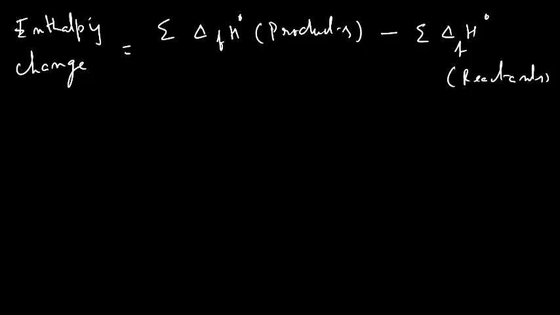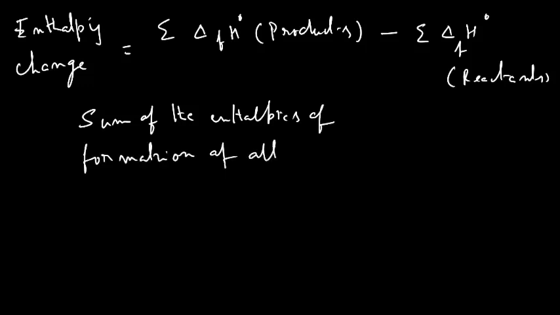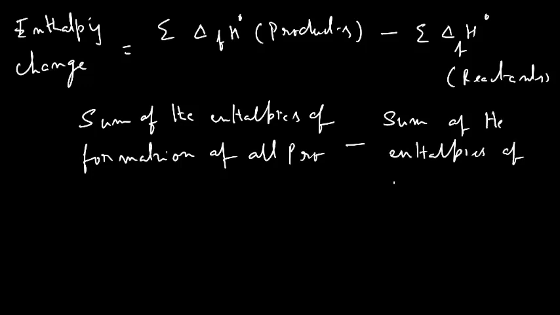of reactants. Sigma means the sum of the enthalpies of formation of all the products. That is nothing but the sum of the enthalpies of formation of all products minus the sum of the enthalpies of formation of all reactants.